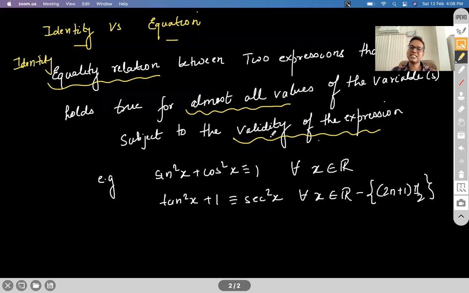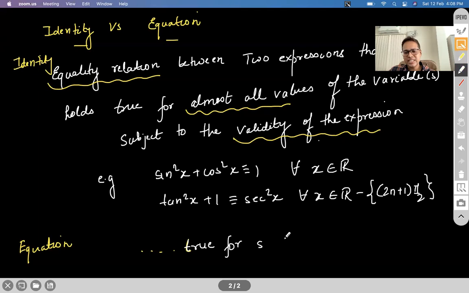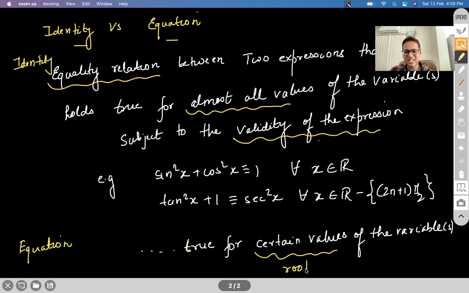Equation on the other hand is basically the same concept. It's just that they will be true for certain values of the variable or variables, which are called the roots. So these are called the roots of that equation. Of course, again, subject to the fact that it makes the expression a valid one. That means the expression should be real and defined.